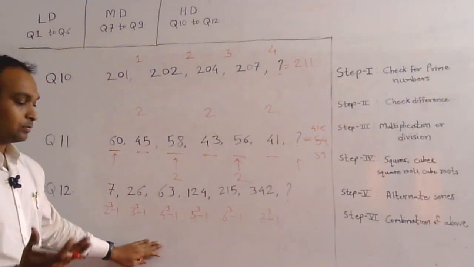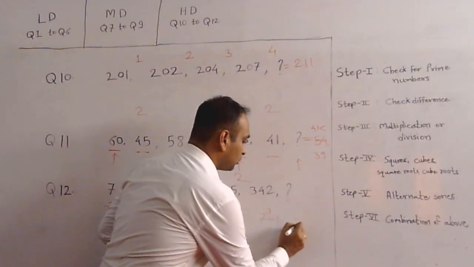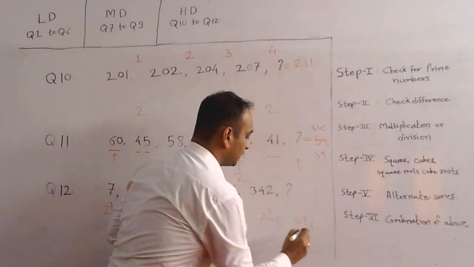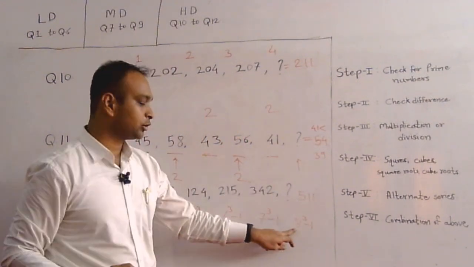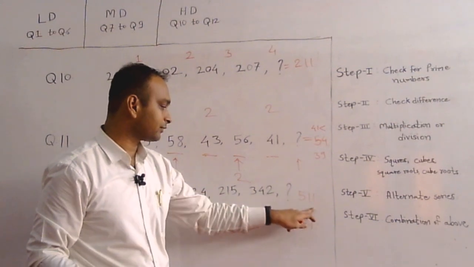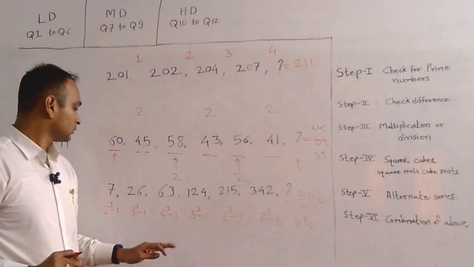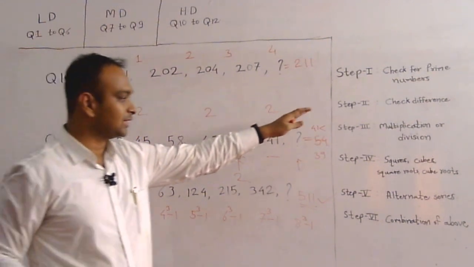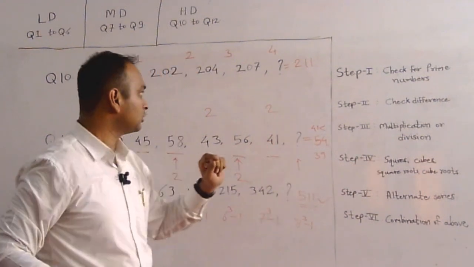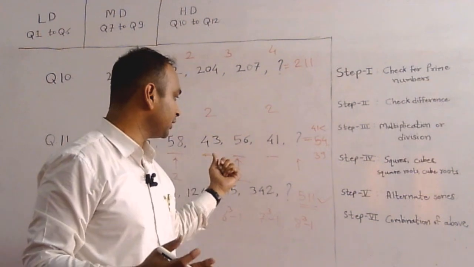So this seems to be the perfect logic. Obviously our answer will be the cube of 8 minus 1. 512 is the cube of 8, minus 1 is 511, and this is the right answer. So this way we can solve the problems by using these strategies. Okay, I guess we have taken enough examples for this video.